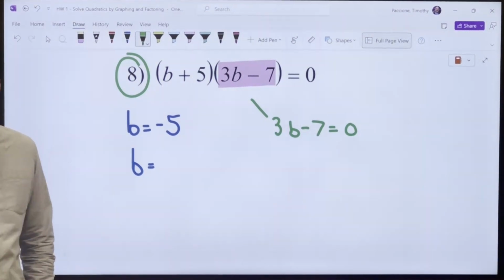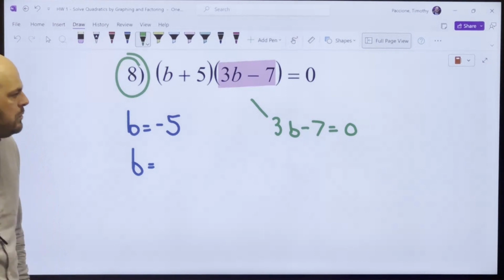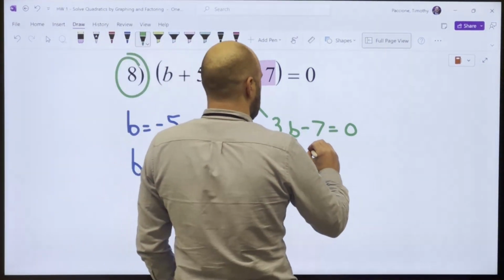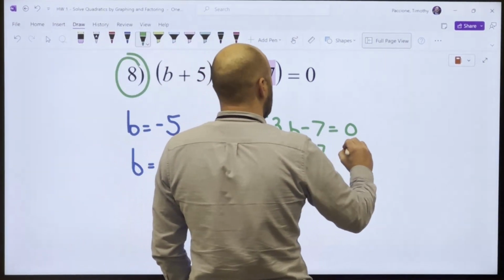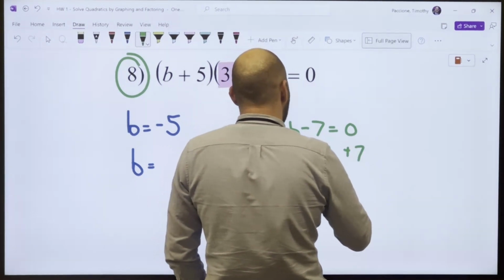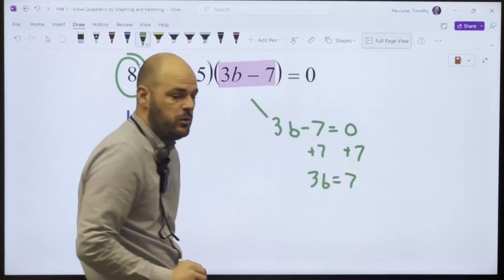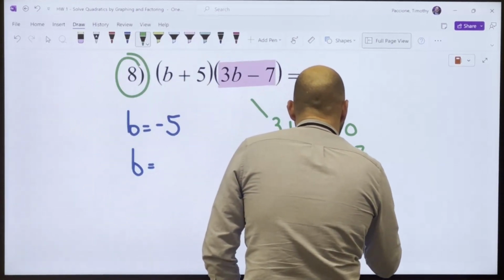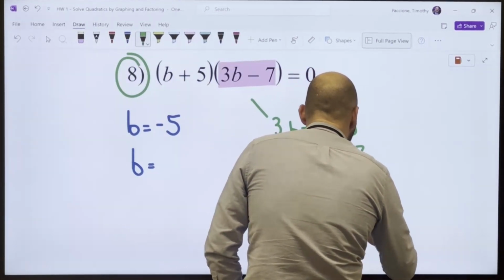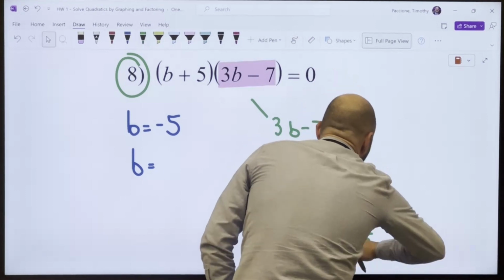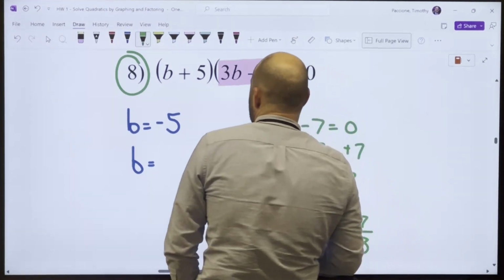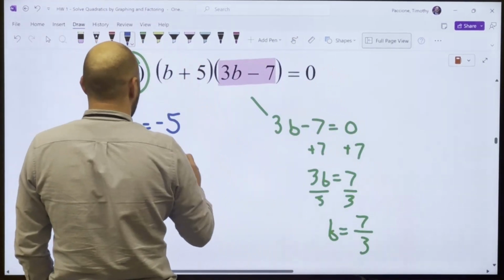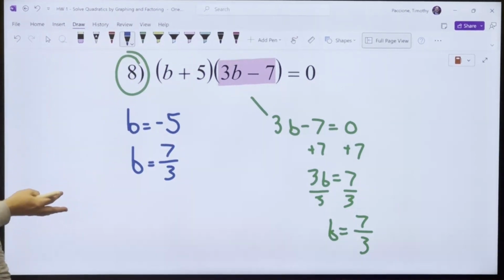Okay, let me solve that, right? If I gave you that two-step equation in our first unit, you could solve it. What would you do? You would add 7 on both sides. You get 3b equals 7, and then you would divide by 3. B equals, and I would just leave it as a fraction, 7/3, right? So that's our other answer, 7/3, right? Sometimes we can't just see it. We have to be able to solve for it, okay?